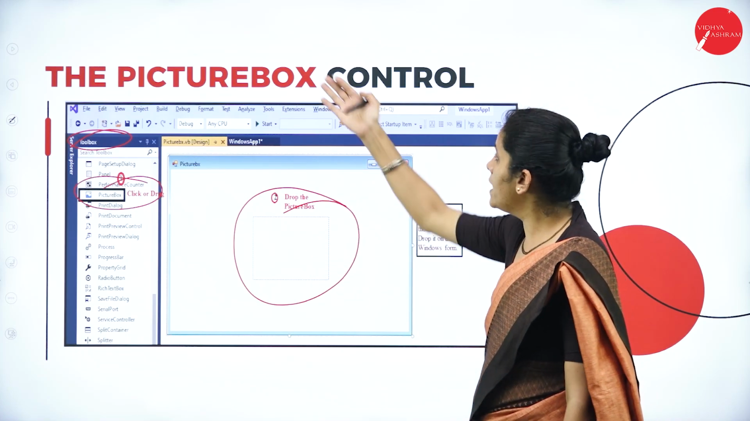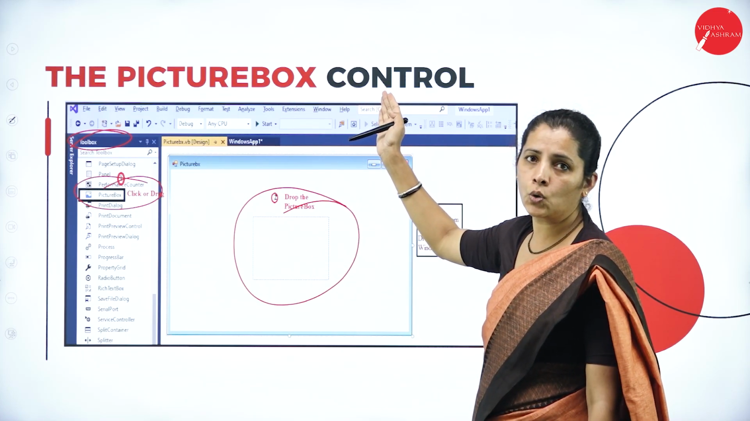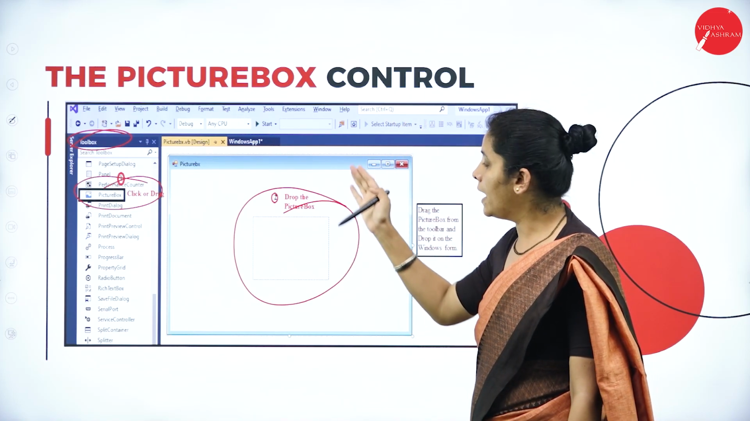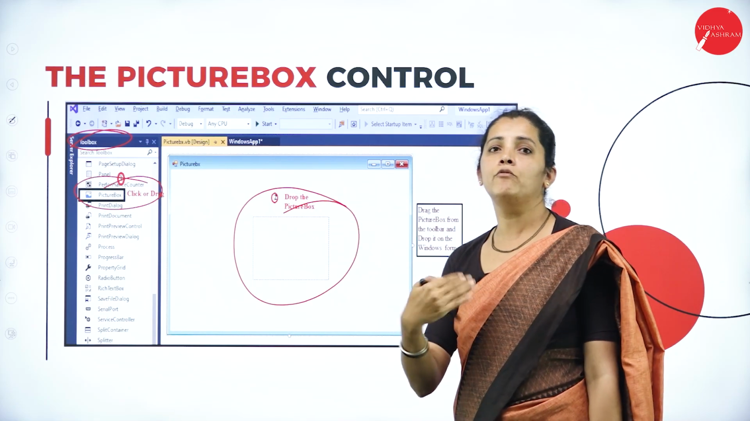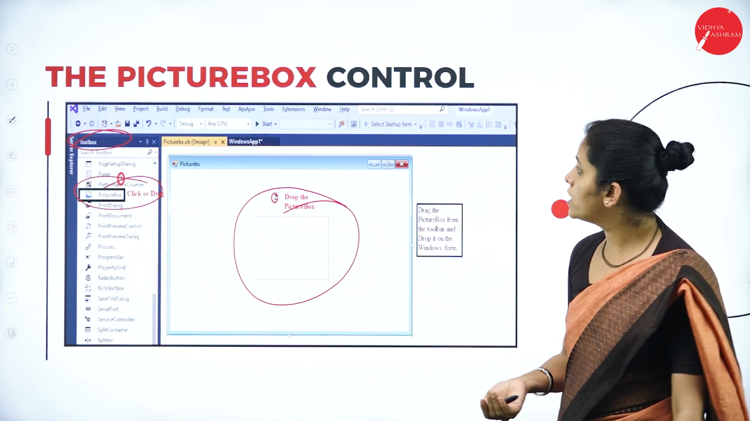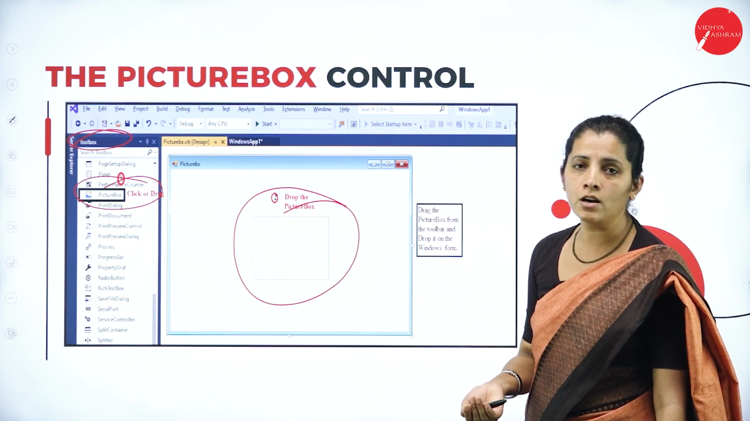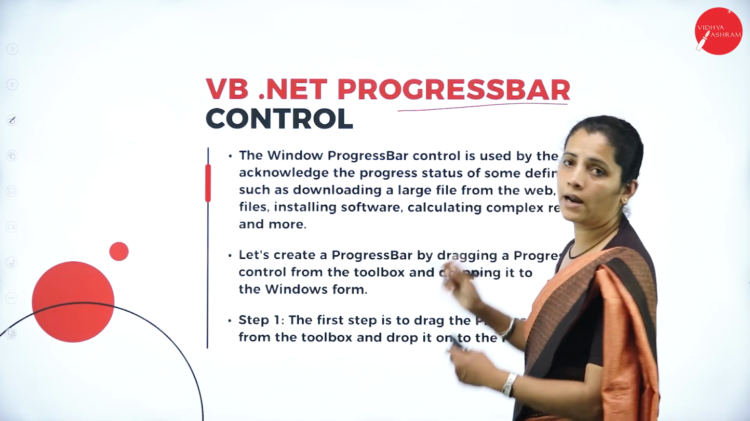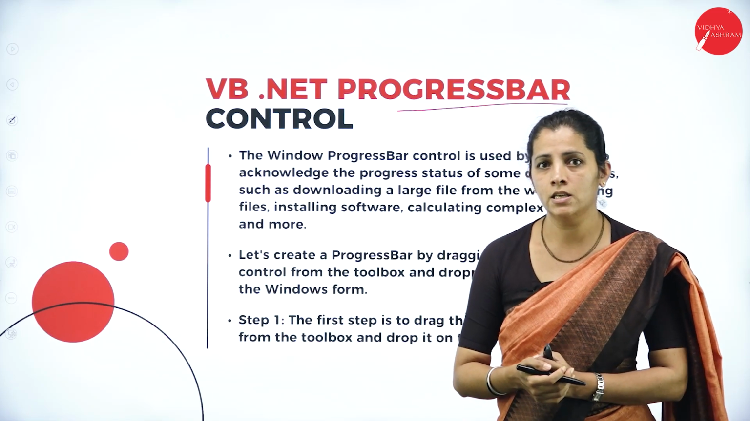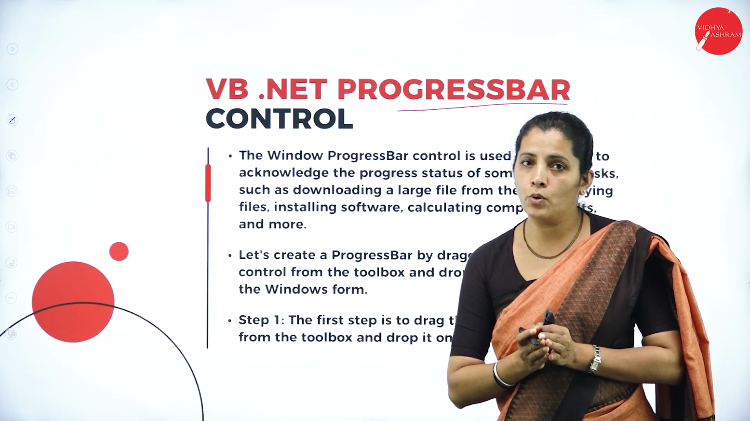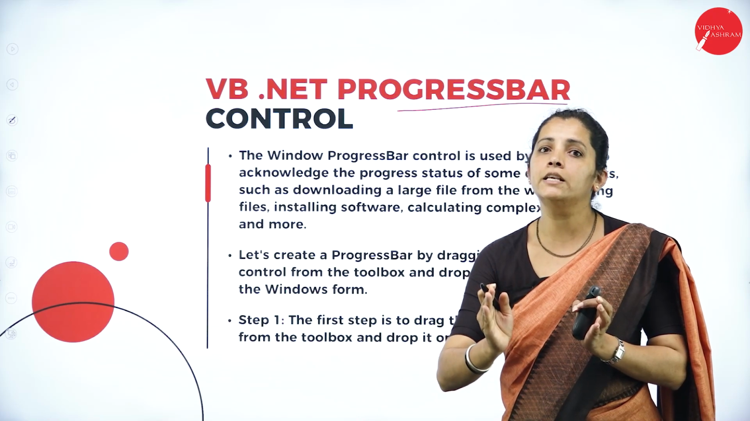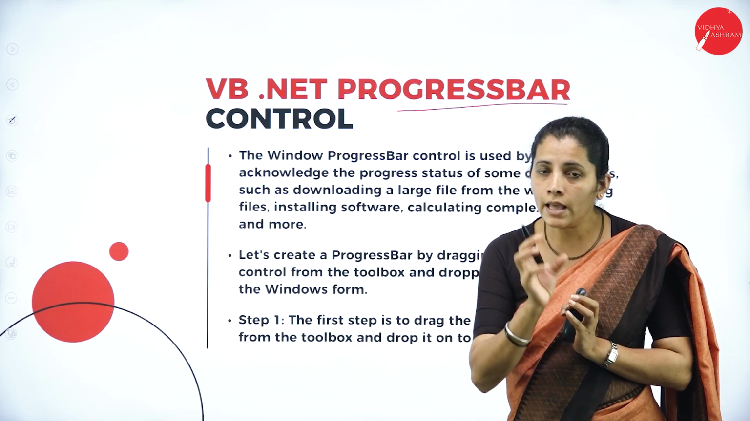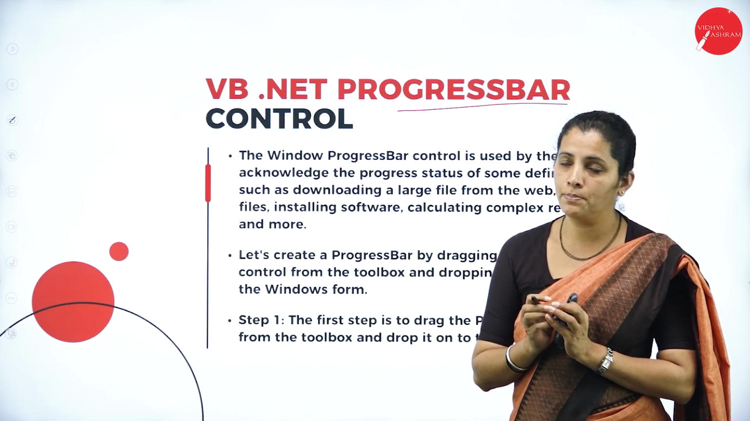So why do I use the picture box control? Just to display the image. Along with my application form, if I want to display the image, what will I do? I'll use the picture box. Okay, fine. Now see here, progress bar. What is progress? We are familiar with progress. How much has it executed? We want to show that. For that, I'm going to have the progress bar.